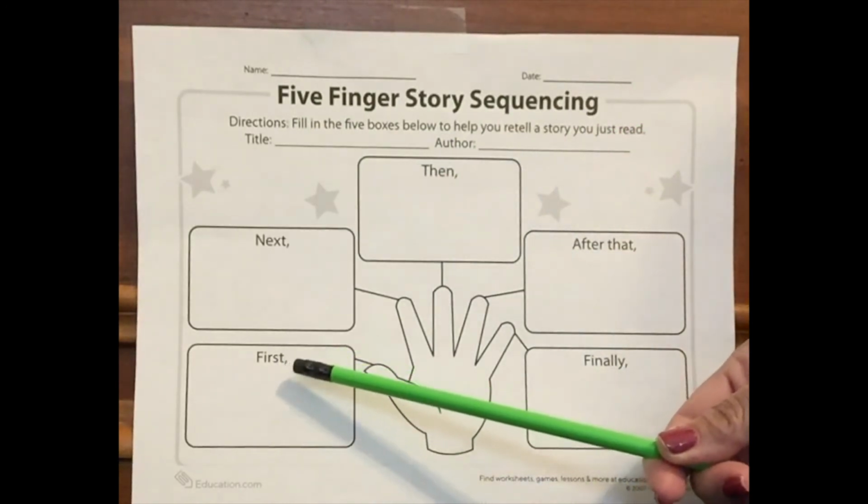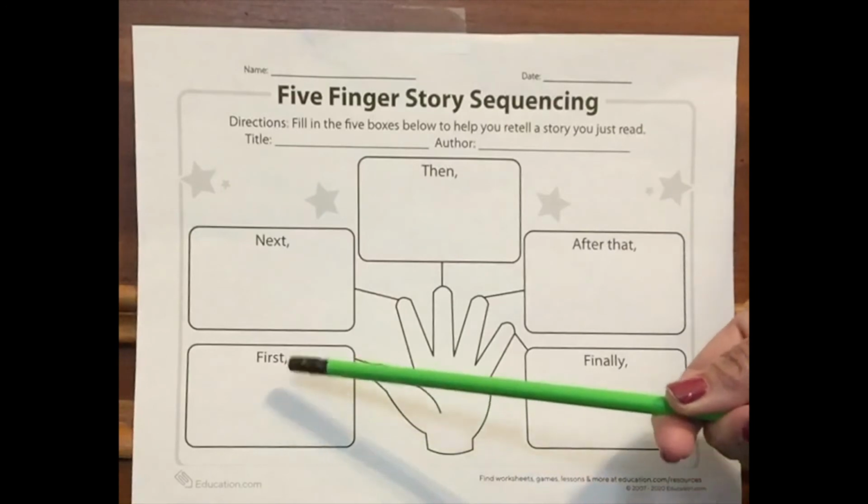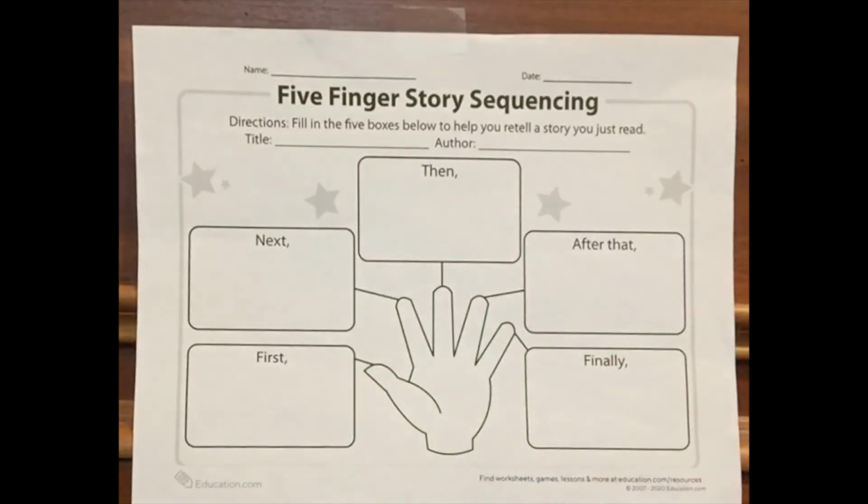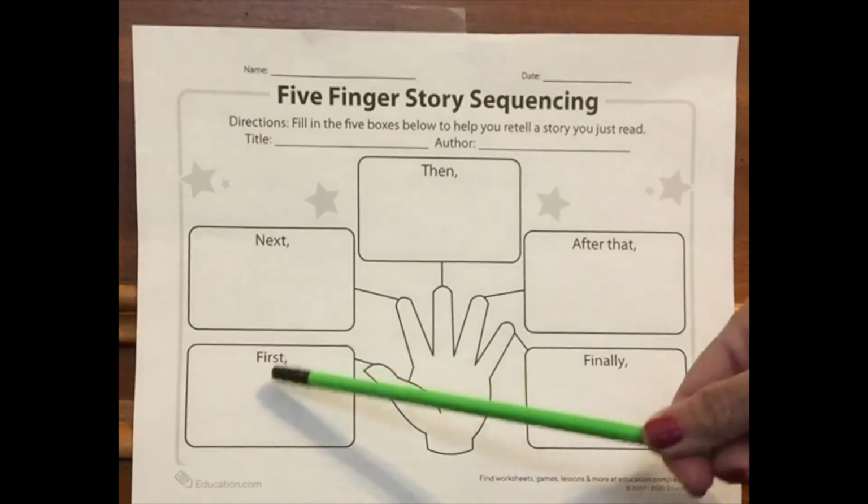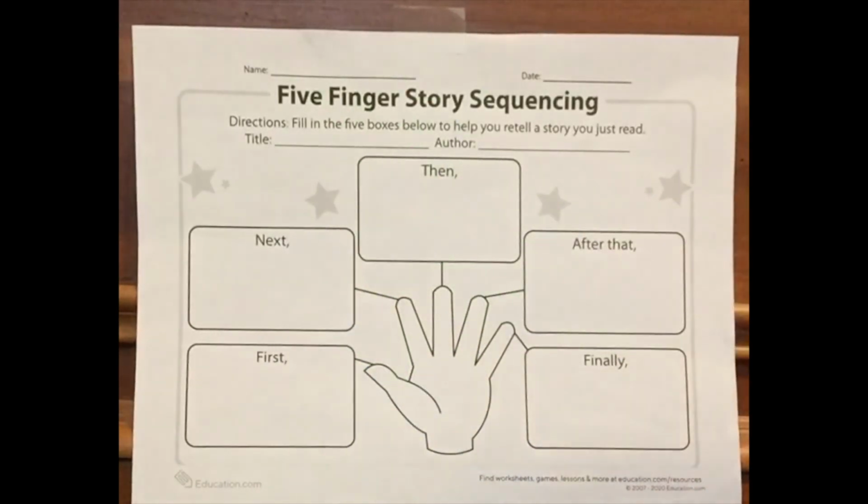So first, what was the very first thing that happened in the story, right at the beginning? Yes, if you said that Toad made a list of things to do, then that was definitely the very first thing that happened in the story. Right? First. Next, so think about the next most important thing.